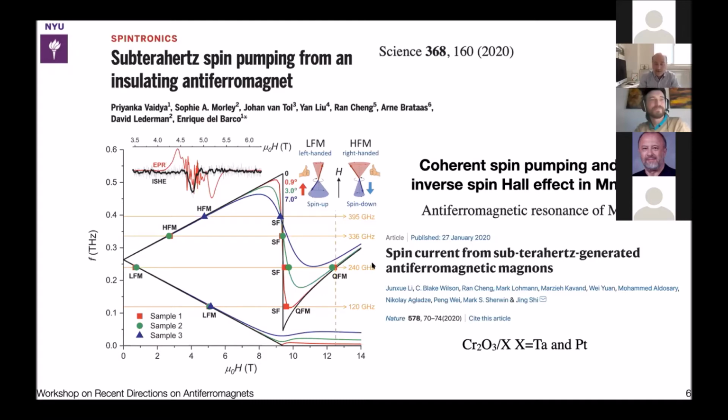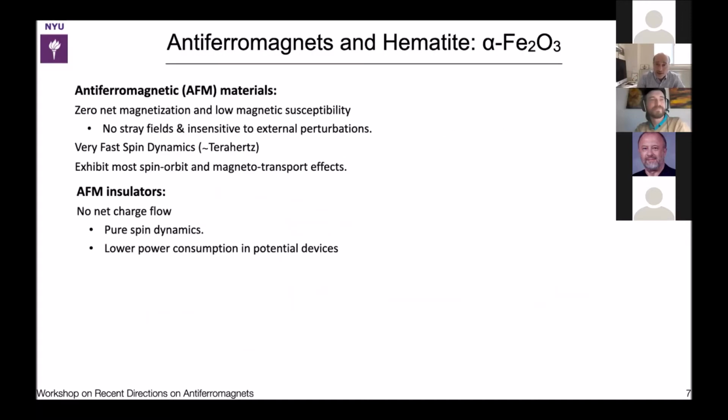So it makes sense that you should be able to generate an oscillator by injecting spin currents, and you should be able to switch antiferromagnets. And that's what many of us are trying to do. So why hematite? Again, I don't have to go through this. This is kind of the whole point of this workshop, that we can work with antiferromagnets and they can have very, very fast dynamics.